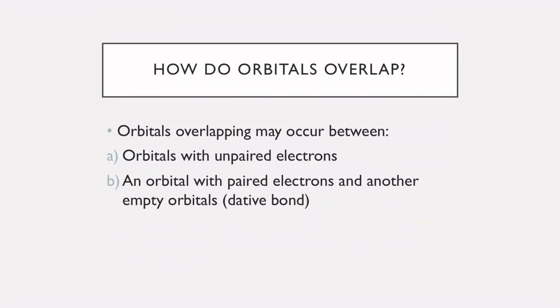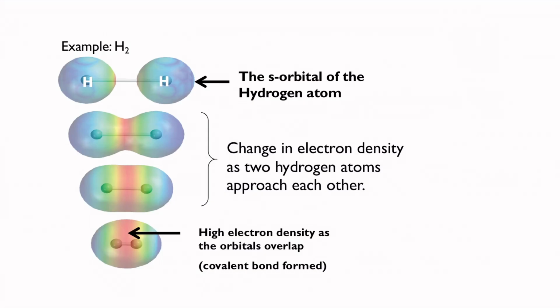So how do orbitals overlap? Orbital overlapping may occur between orbitals with unpaired electrons, and second, an orbital with paired electrons and another with empty orbitals. That's your dative bond. But we will focus on the first one, the orbitals with unpaired electrons.